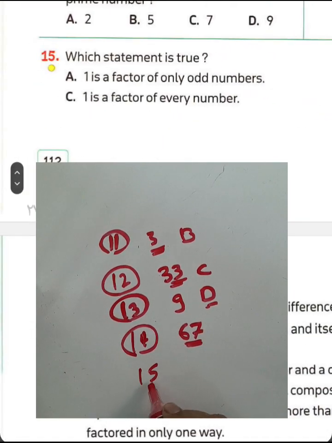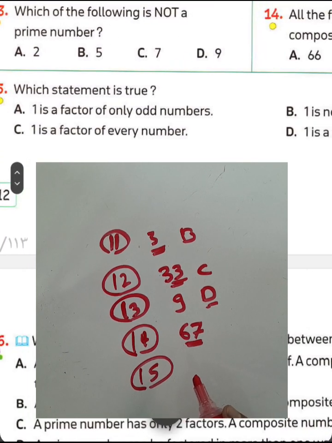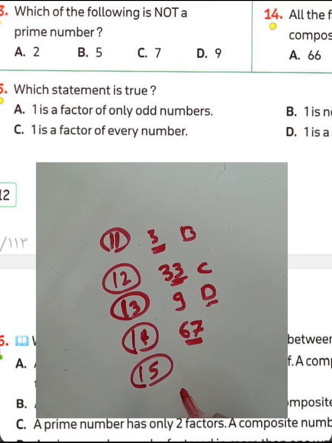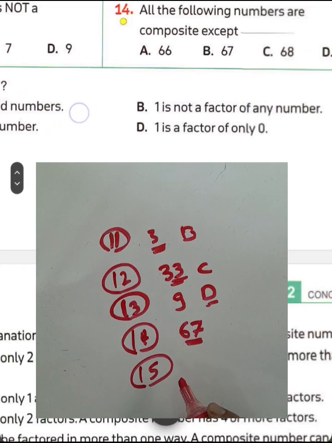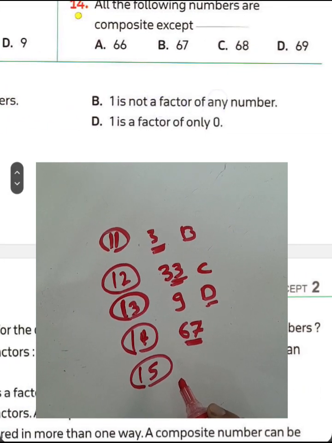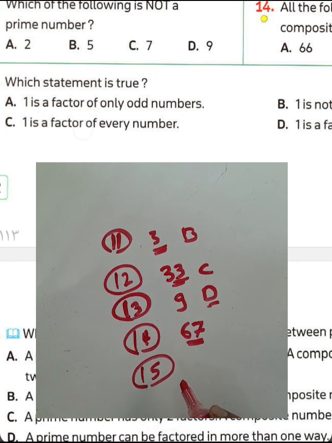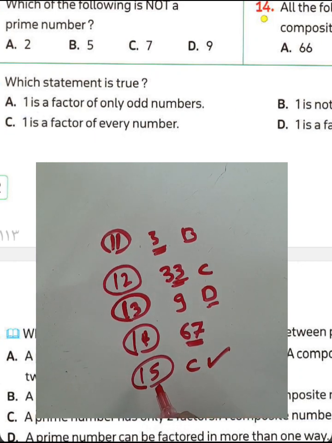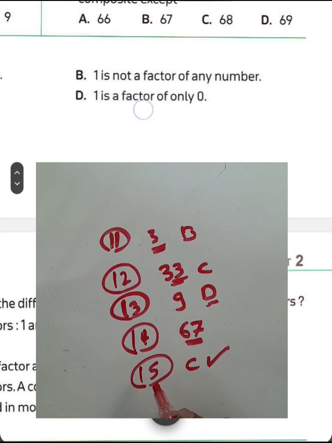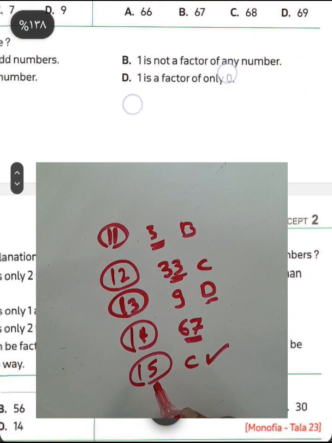Question number 15. Which statement is true? Letter A. 1 is a factor of only odd numbers? No, odd and even, any number can be divided by 1. Letter B. 1 is not a factor of any number. It's false, because any number can be divided by 1. Letter C. 1 is a factor of every number. Yes, it's true. Choose letter C. Letter D is false, any number can be divided by 1.